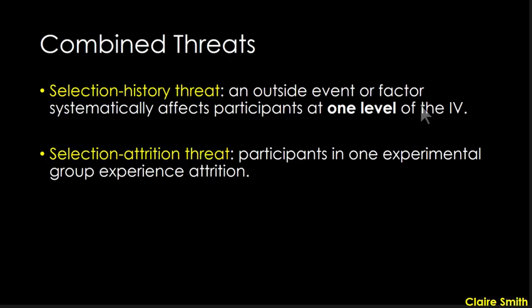And you can also have some combined threats. So for example, a selection history threat. An outside event or factor, so remember a history threat, something happening externally that's affecting their participants. But a selection history threat systematically affects participants at only one level of the independent variable.